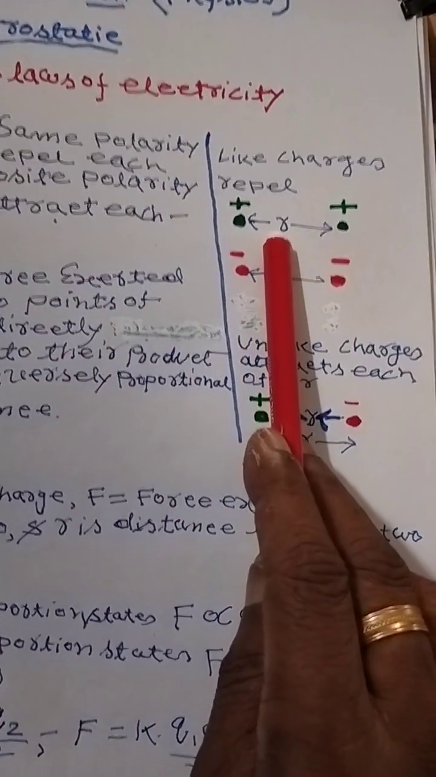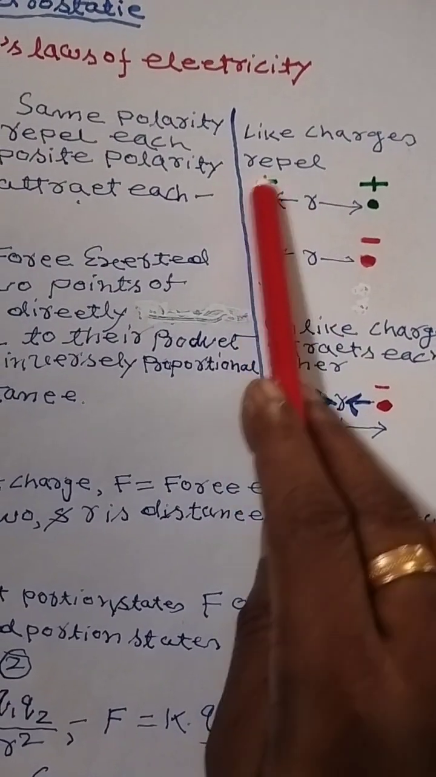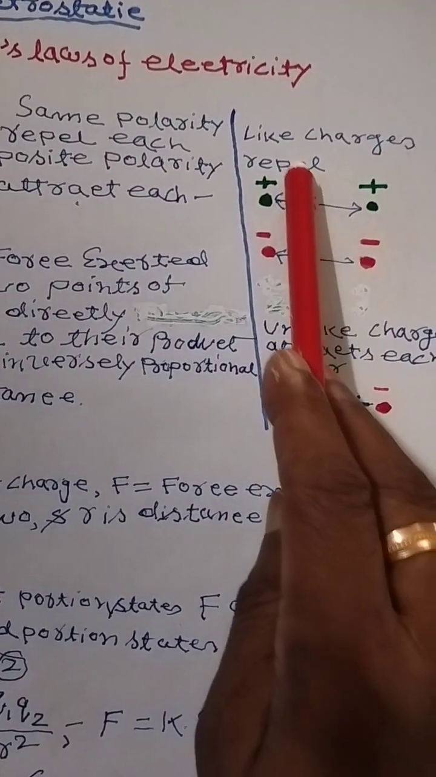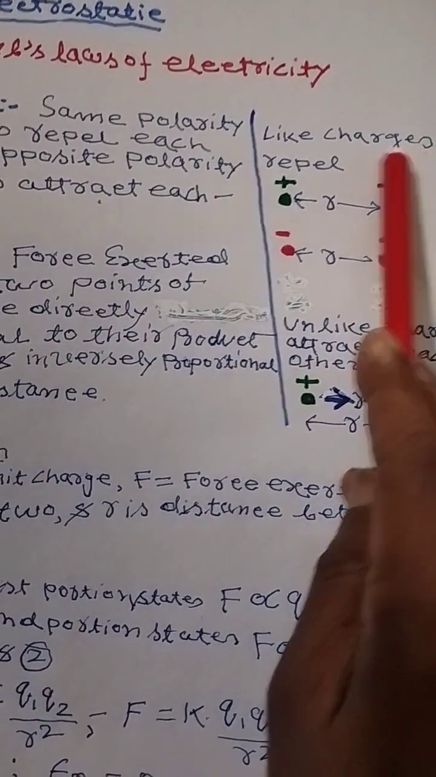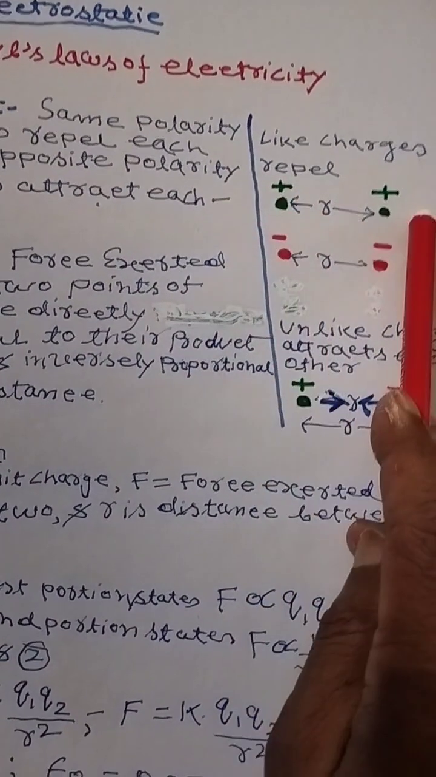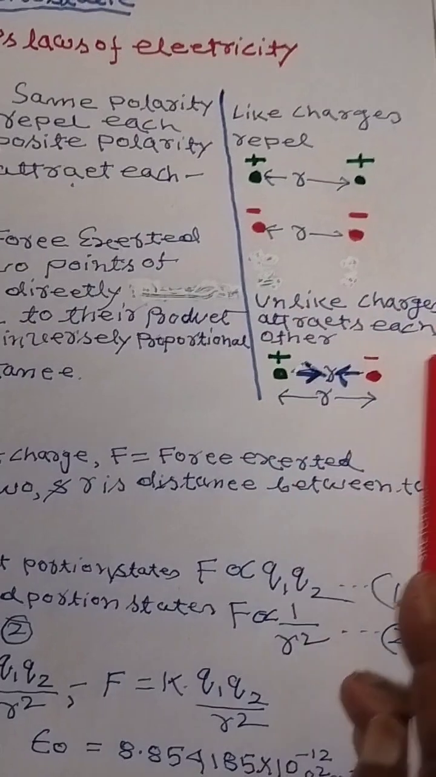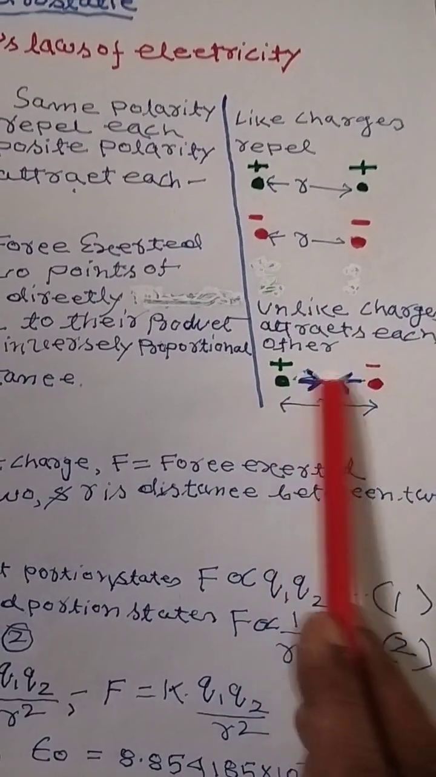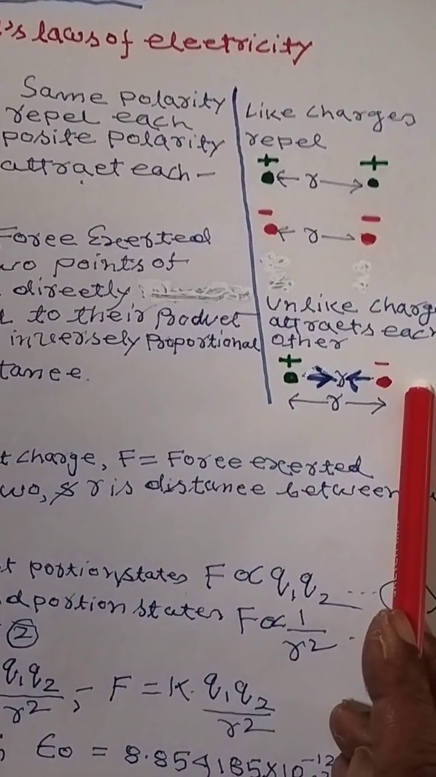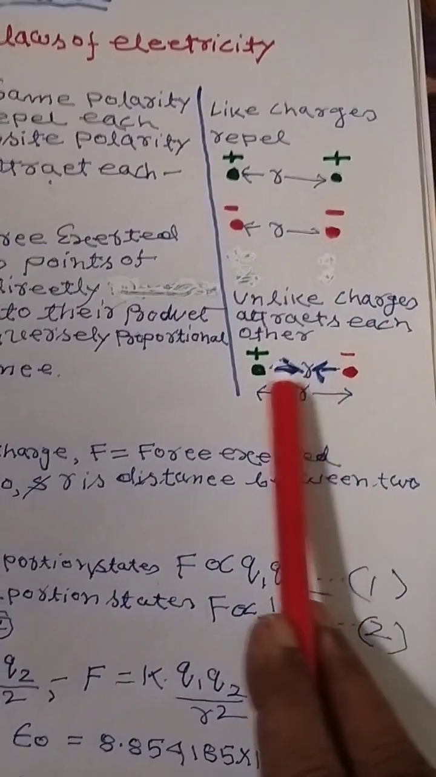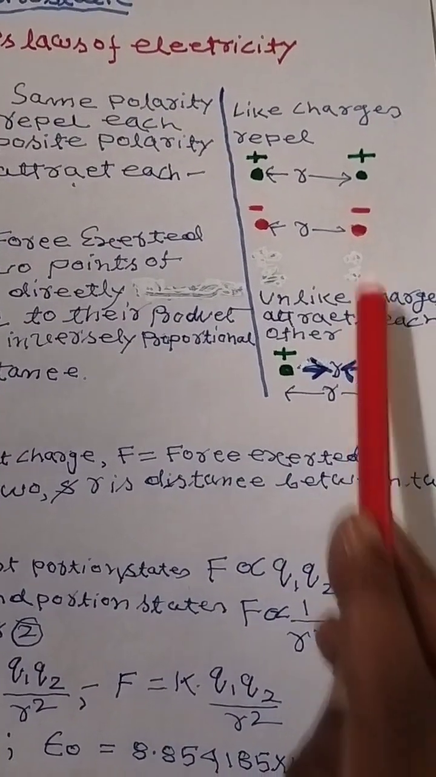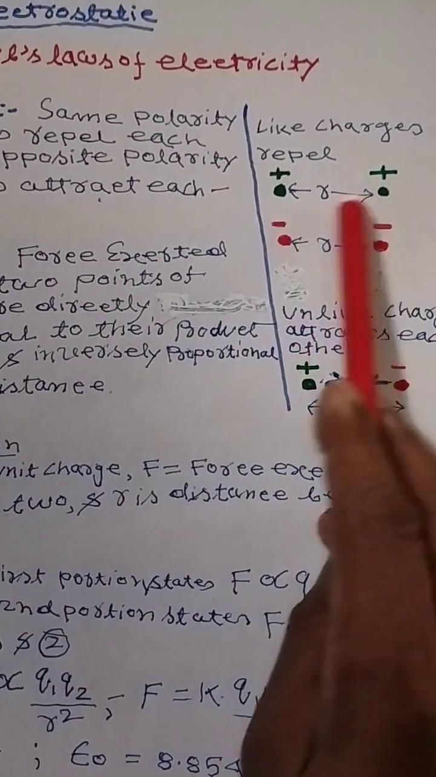Here we have shown some drawing. Like charges repel. This is plus plus, it will repel. Minus minus, it will repel. Unlike, two opposite charges, plus and minus, minus and plus, they will attract each other. This is the distance between the two, r.